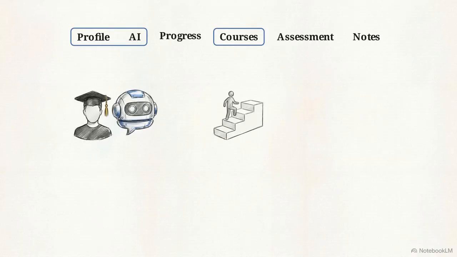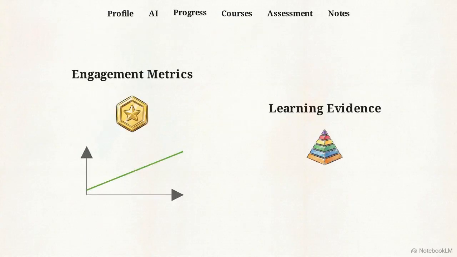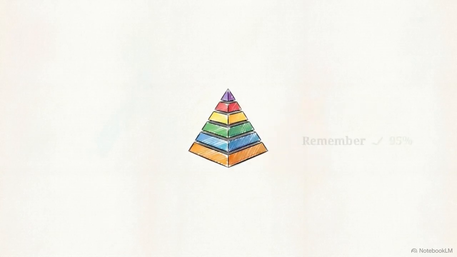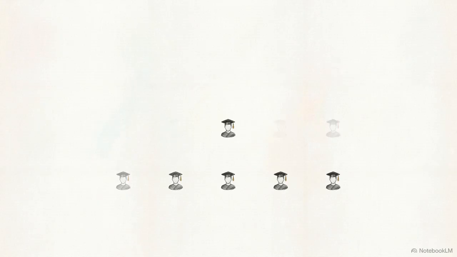The first 3 tabs, Profile, AI, and Courses, function as your baseline. They detail who the student is, how they interact with the tutor, and how far they have progressed through the material. Avoid the streak and XP fallacy. Actionable learning data lives within the Assessment tab, using Bloom's taxonomy to pinpoint where a student excels at remembering but fails at applying concepts. Notice the group data fades.